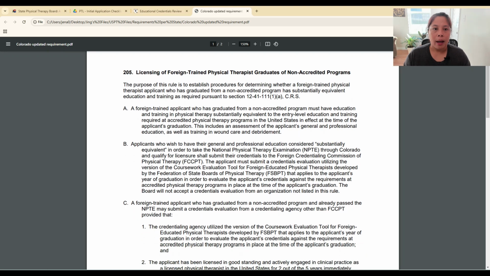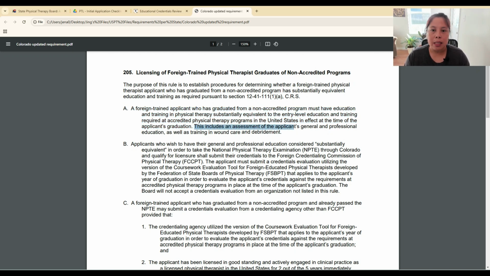Okay, so as you can see here, this is licensing of foreign trained physical therapy graduates of non-accredited programs. A foreign trained applicant who has graduated from a non-accredited program must have an education and training in physical therapy substantially equivalent to the entry level education and training required at accredited physical therapy programs in the United States in effect at the time of the applicant's graduation. Okay? So it sounds like they will grandfather you depending on what year you graduated. But we can look down below and it will be clearer there.